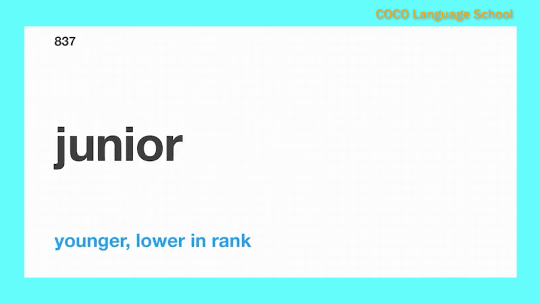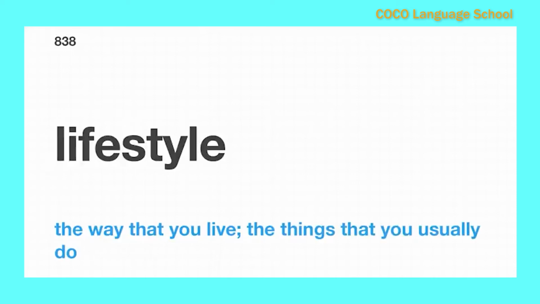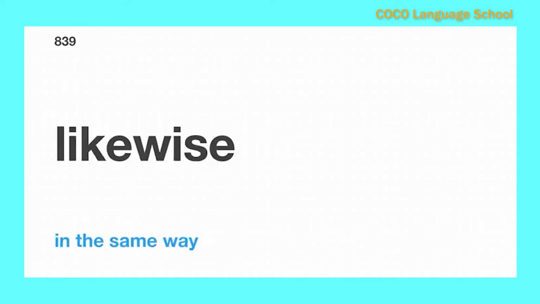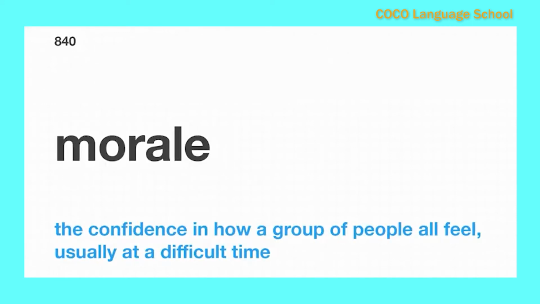Younger, lower in rank. Junior. The way that you live, the things that you usually do. Lifestyle. In the same way. Likewise. The confidence in how a group of people all feel, usually at a difficult time. Morale.